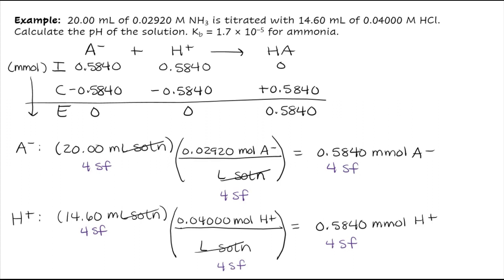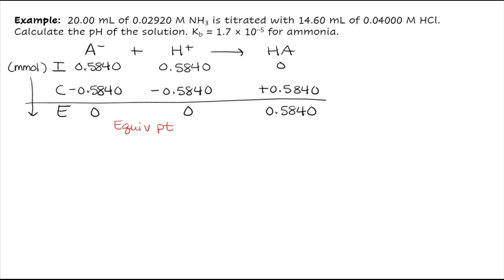Evaluating the E row, because both reactants, A minus and H plus, went to 0, this tells us that we're at the equivalence point. Before we set up our ICE table, we have a couple of calculations that we need to do.